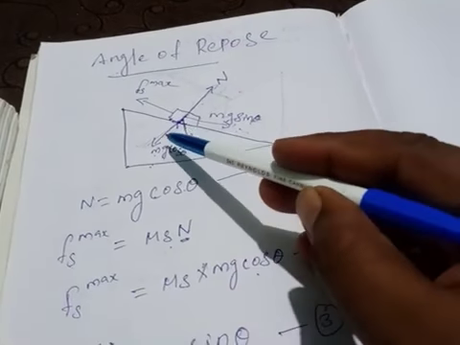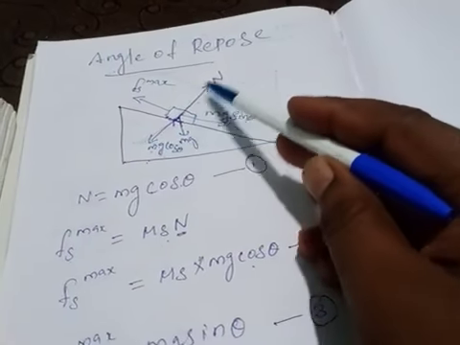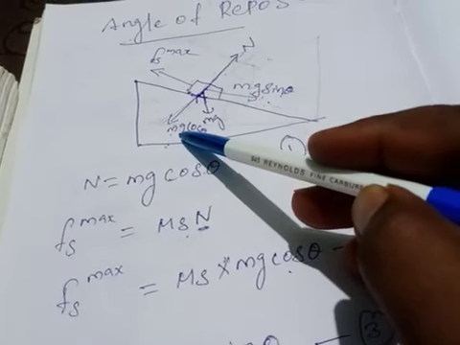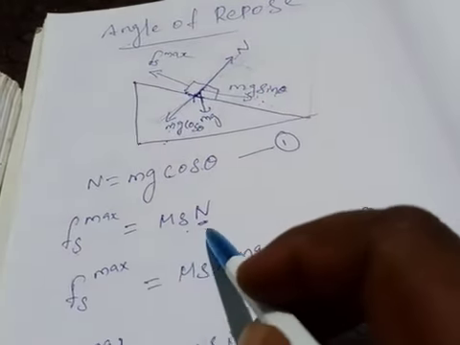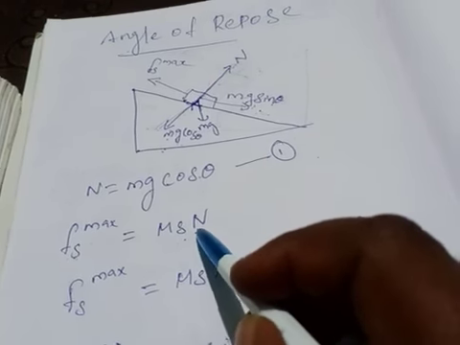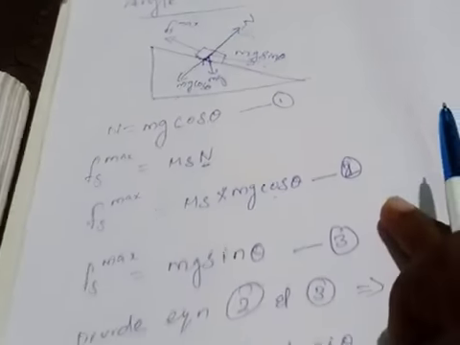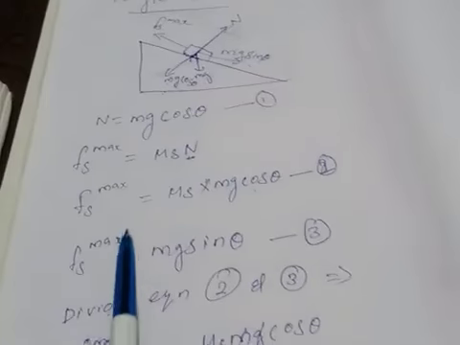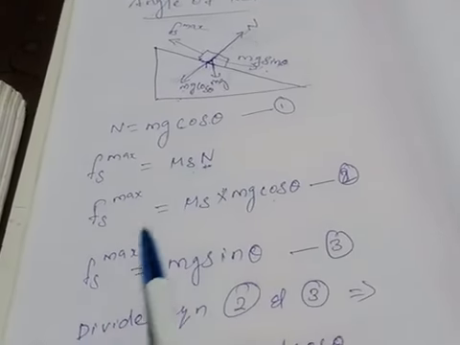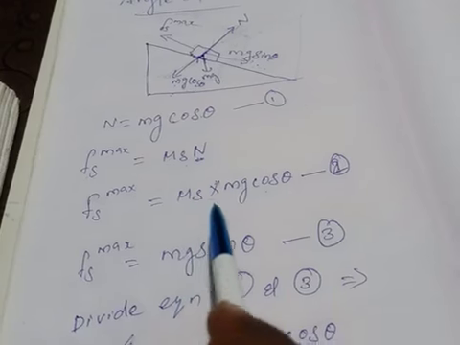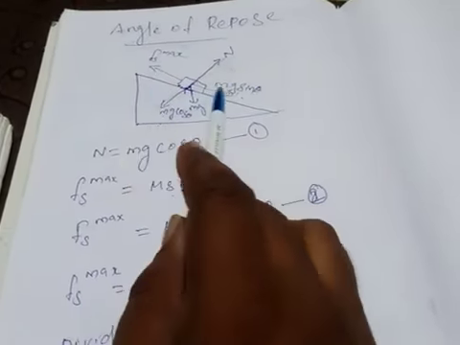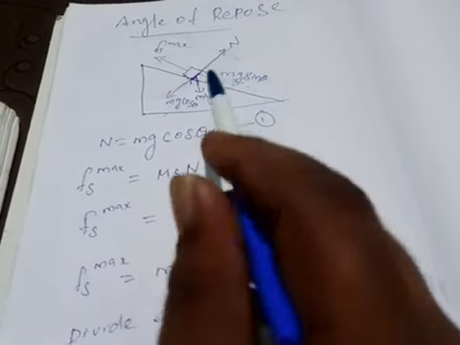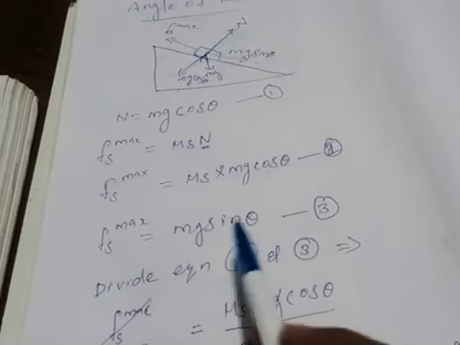And let us write the equations from this diagram. In this direction, N is equal to mg cos theta. So we can write the static friction formula: Fs maximum is equal to mu s N, and for N you can put mg cos theta. So we get Fs maximum is equal to mu s mg cos theta. The next equation we can take from this direction: Fs maximum is equal to mg sin theta. That is this equation.